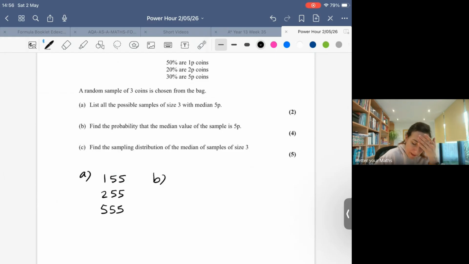Now, find the probability that the median is 5. So what do we need to find? The probability of each of these options, and then we will see what we do with them. What is the probability of getting 155? Or let's start with this one, 555. How am I going to find that probability?